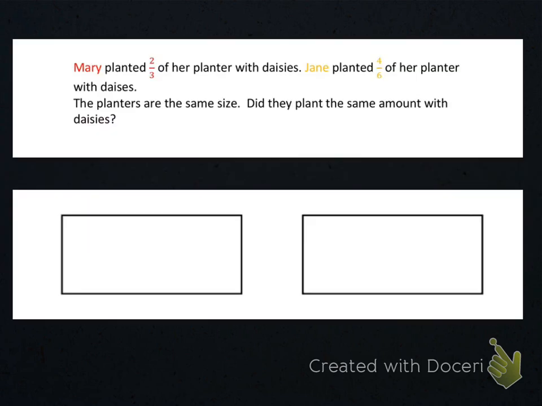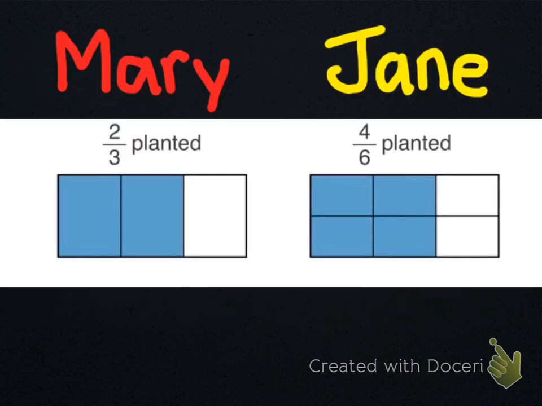Because the planters are the same size, we can use 2 of the same size rectangles to represent the planters. Now, Mary planted 2/3 of her planter, so we see that her denominator or her bottom number is 3. So we're going to want to split Mary's planter into 3 equal parts. Jane planted 4/6 of her planter, so her bottom number or her denominator is a 6. So we're going to split her planter into 6 equal parts.